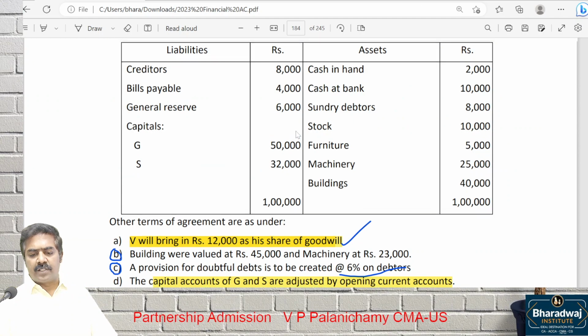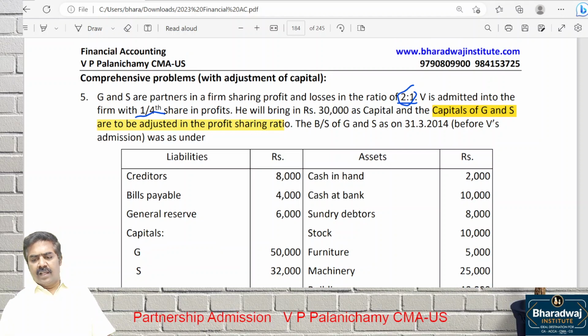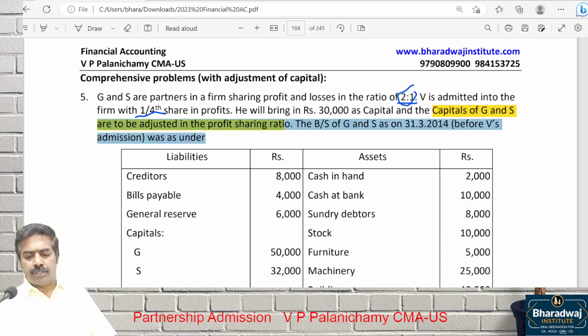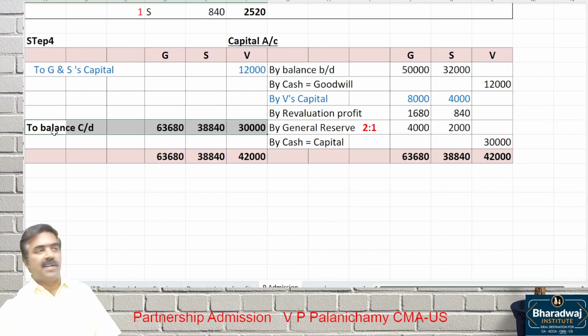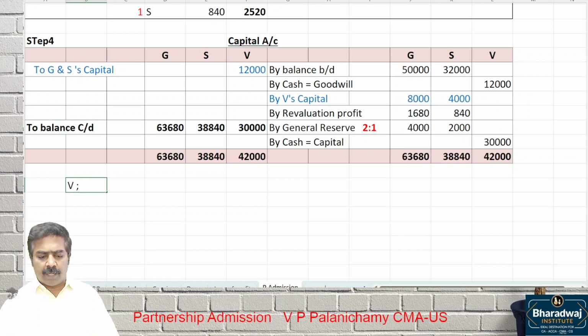But in this problem it is not so. Look at the first line. New partner will bring how much? 30,000 as capital. Capital of G and S ought to be adjusted in which ratio? Profit sharing ratio. If that was not given, we will close like this. Now we have to adjust in capital ratio. Pay attention, everybody. What is B's capital? New partner B's capital is 30,000.